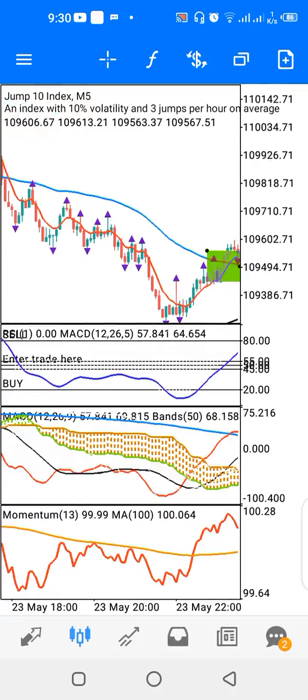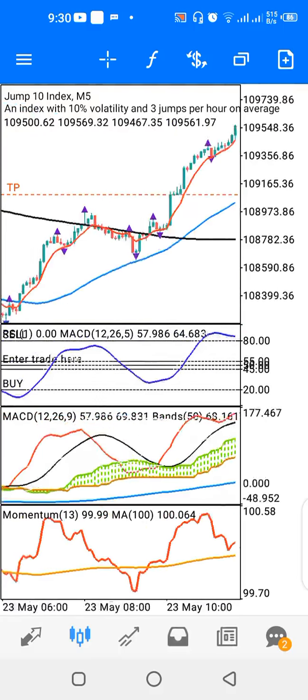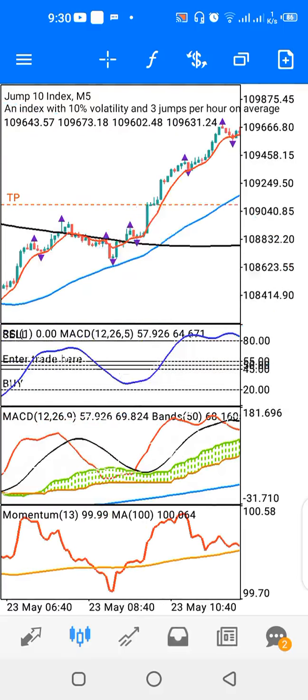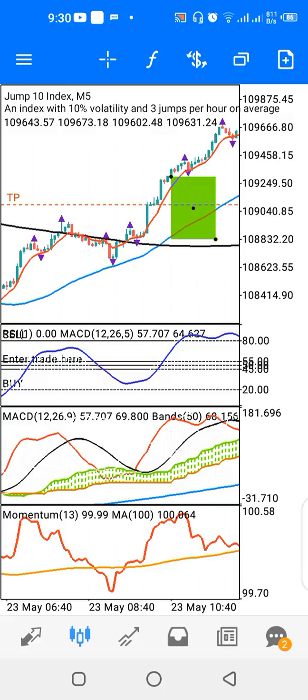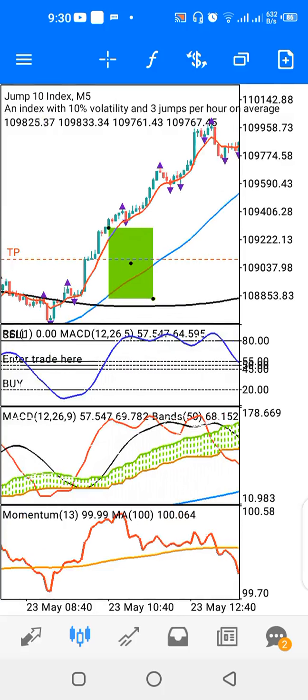So it's as simple as that. Like we have a cross here. We have the two lines crossing above the black line here. So this point is the starting point for the bullish trend development.